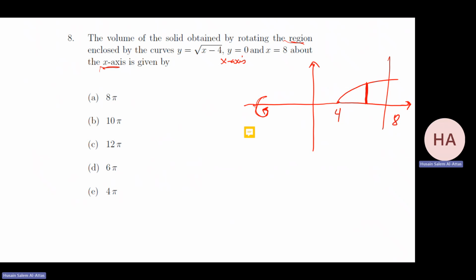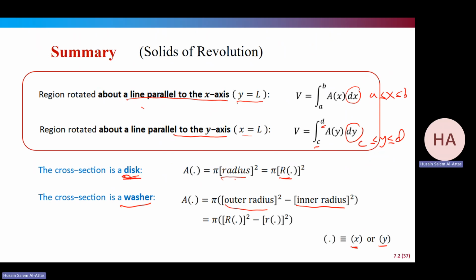I have only one radius. So I have capital R of x will be upper minus 0. This is y equals square root of x minus 4, this is y equals 0. So I have square root of x minus 4, minus 0. I have only this, so I have this case, where I have R of x also.